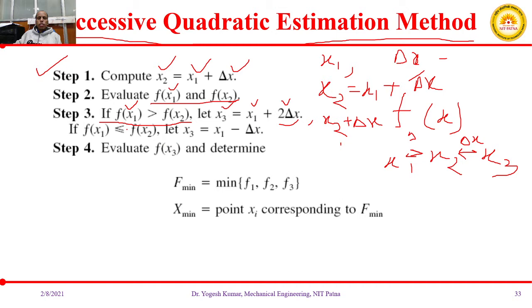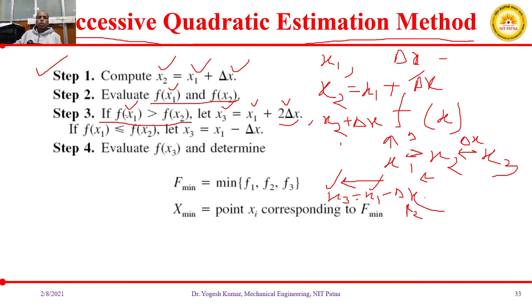X3 will lie on the left hand side, and in that case, you take the third term, which is on the left side of your starting point. So in that case, you give x3 equal to x1 minus delta x. In the second case also you are getting 3 points: x3, x1 and x2.